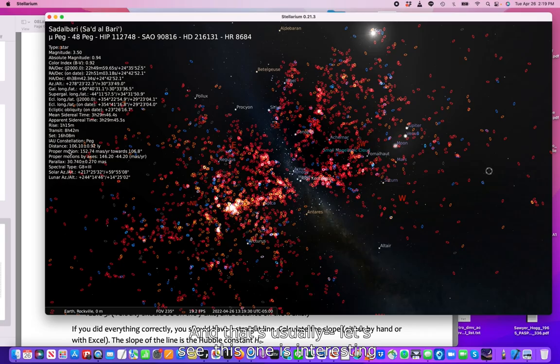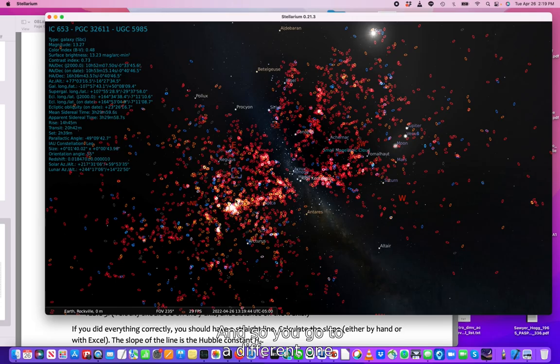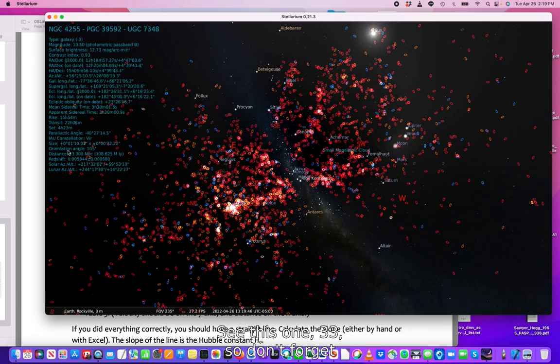See, this one is interesting. This one has distance, but it's in light years, so it's not very good. And the redshift is not given, at least I don't see it right away. And so you go to a different one. It's not always possible. See, this one, 33, so don't forget the redshift.